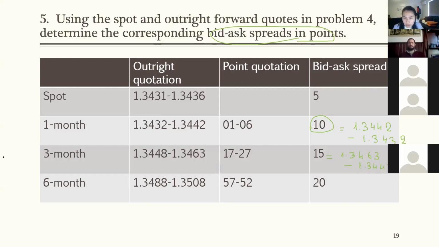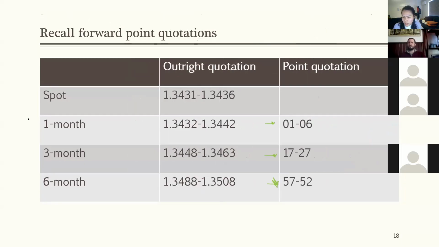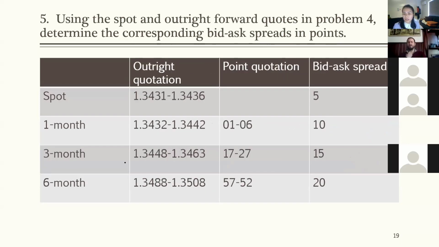Hang on, I've got a chat message. The ask rate for the 6 months is wrong. I'm sorry, I must have mistyped the ask rate for the 6 months. I think this is from the question, right? 1.3508. The point quotation. Yeah, I think it's supposed to be 57 and 72. Yeah, I got 72 as well. Let me check again. So 3508 minus 3436. Let me just double check. Yeah, correct. Sorry, guys. So this is 72.